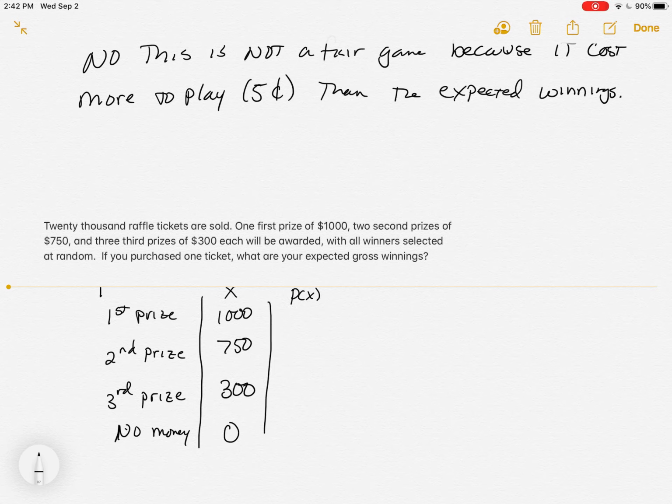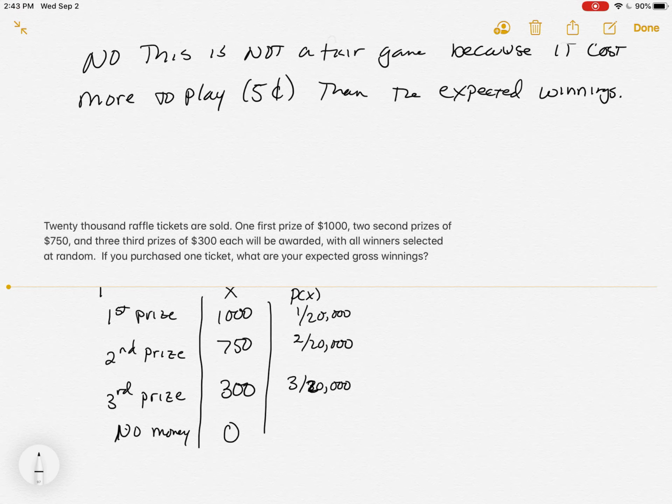Now, probability of each one of these happening. To get the first place one, there's only one option out of 20,000. To get the second place one, there are 2 second places, and there's 3 third places. So there's only really 5 tickets that are going to win. So 3 out of 20,000, 2 out of 20,000, 1 out of 20,000.